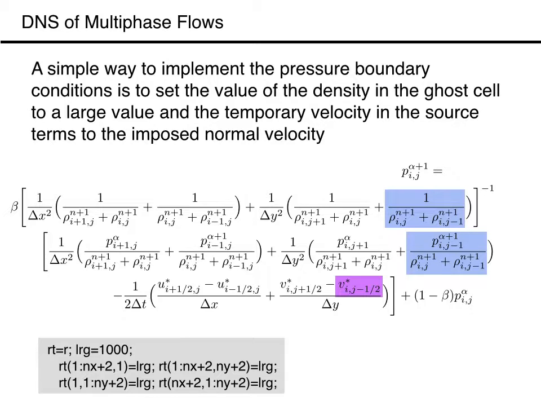Here we do, however, use a simpler approach and set the density in the ghost cells equal to a large value. Since we divide by the densities, this would result in these terms being zero if the density was truly infinitely high.